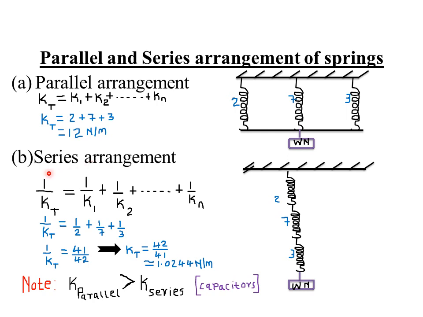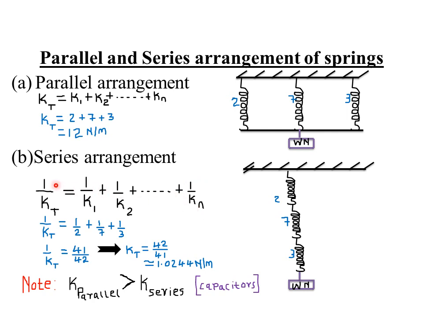Whenever you want to find the effective or total spring constant for springs arranged in series, you will take the reciprocal. The reciprocal of the total spring constant should be equal to the sum of the reciprocals of the spring constants of the individual springs arranged in series. For example, if we are dealing with n number of springs, then 1 over total spring constant should be equal to the reciprocal of the spring constant of the first spring plus the reciprocal of the spring constant of the second spring, up to the reciprocal of the spring constant of the nth spring.